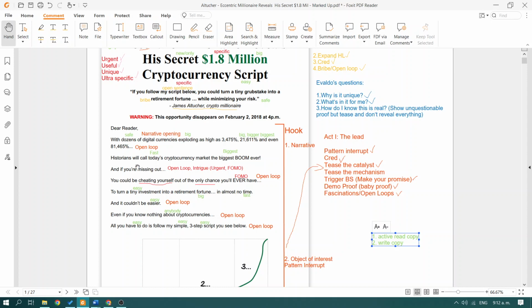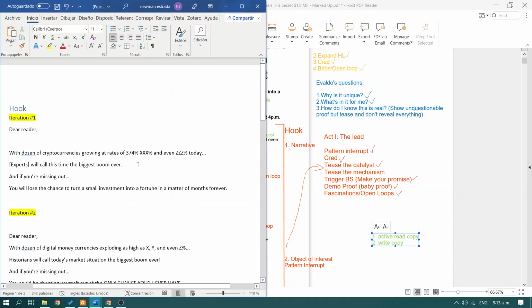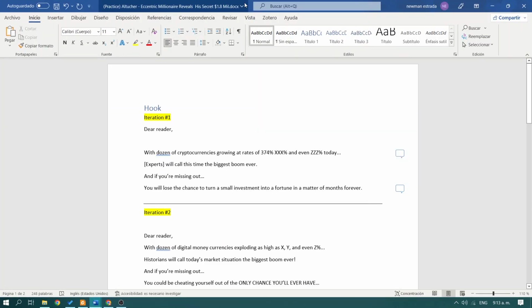Okay, so let's say I've noticed this. I noticed that this copywriter, Evaldo Albuquerque, uses a lot of open loops on his sales letters. Then what I'm gonna do is forget about reading the sales letter, and I'm gonna try to emulate his style so that I get better, right? I'm trying to emulate his style because that's what I'm doing, I'm learning. So let's forget what we just read and we'll try to emulate.